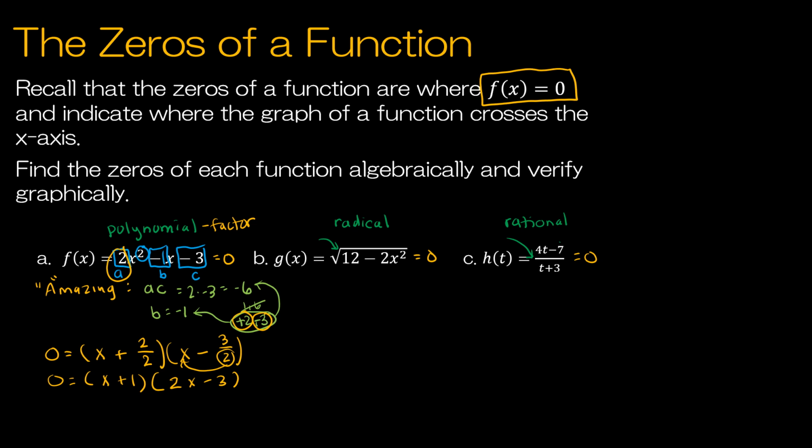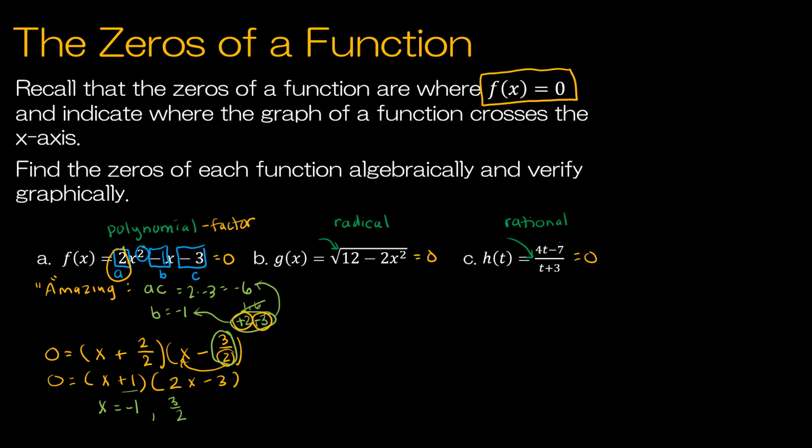So again, I'm not going to show the work there. x plus 1 equals 0. I would subtract 1 from each side. I would get -1. And then 2x minus 3 equals 0. I would get positive 3/2. So if you'll notice, it's these values here with a change of sign.